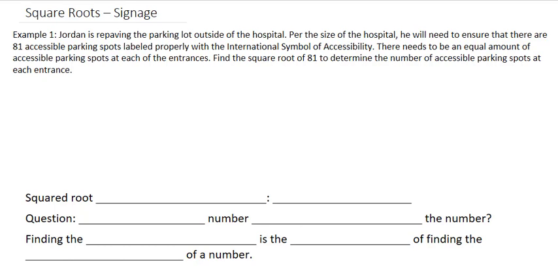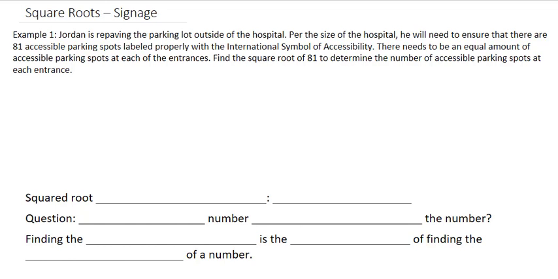Square roots. Jordan's repaving the parking lot outside the hospital. For the size of the hospital, he will need to ensure that there are 81 accessible parking spots labeled properly with the international symbol of accessibility. There needs to be an equal amount of accessible parking spots at each of the entrances. Find the square root of 81 to determine the number of accessible parking spots at each entrance.